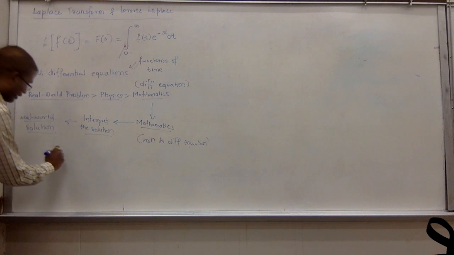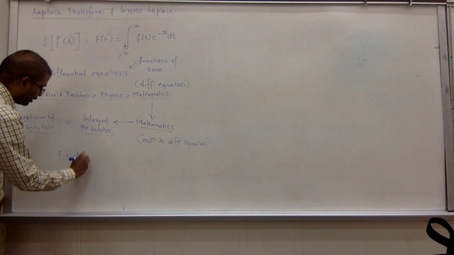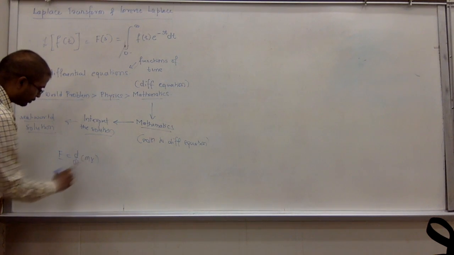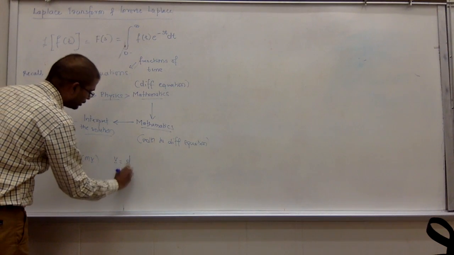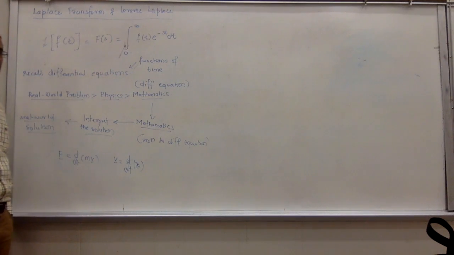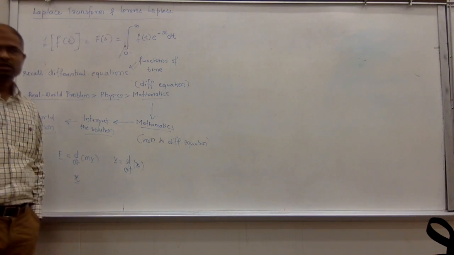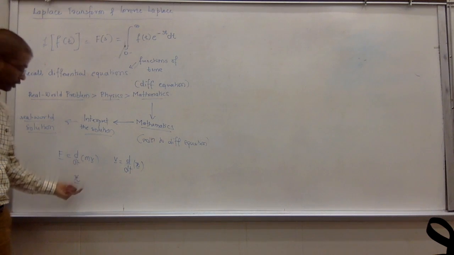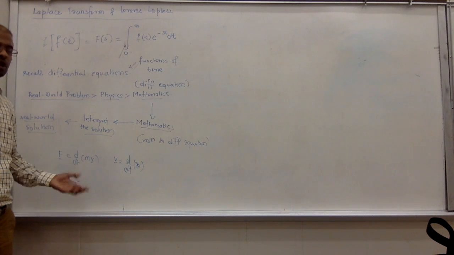So if you have F equals d over dt of mv, you are going to seek a solution. What is this v? V is d over dt of x, the position. You are seeking a solution for x when you do your actual solution to this differential equation. So what does this x mean? That's the position. So now you understand, right?